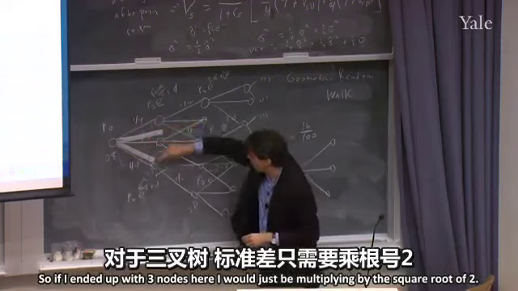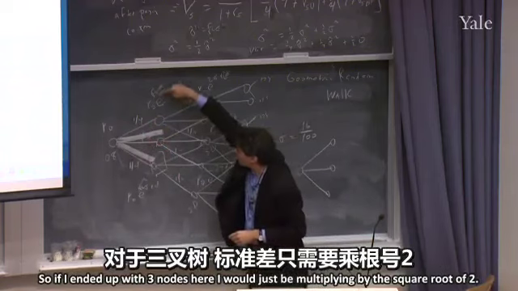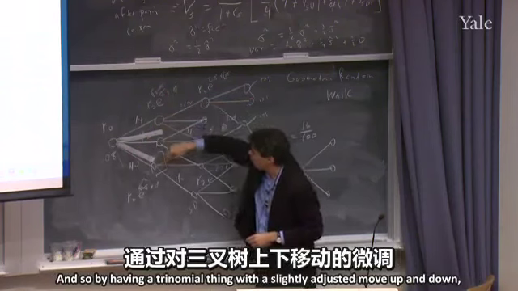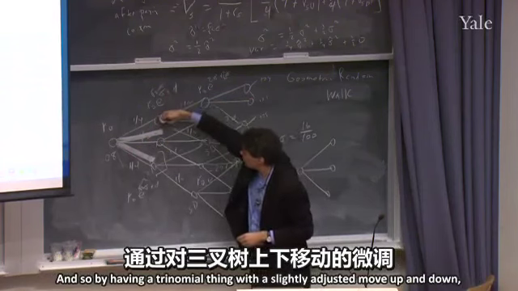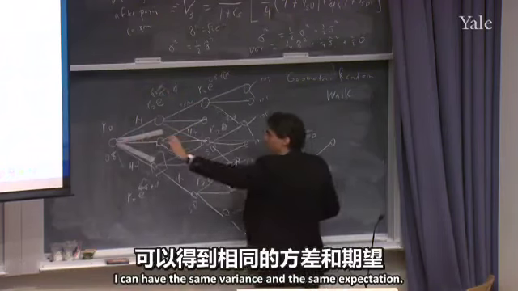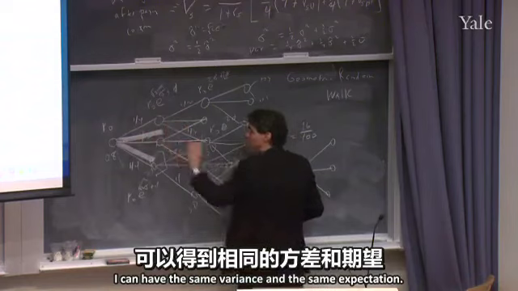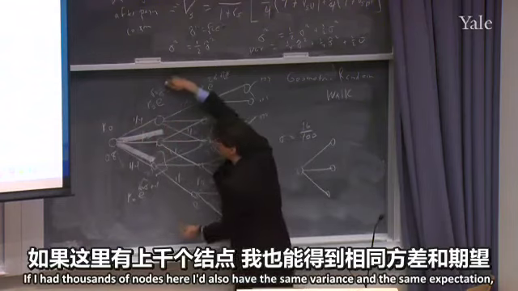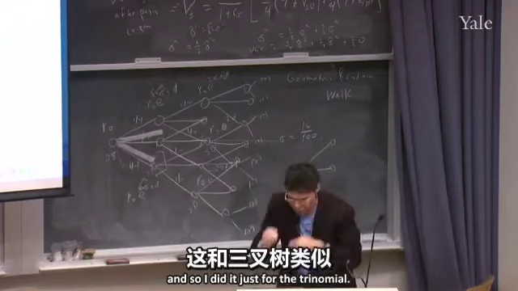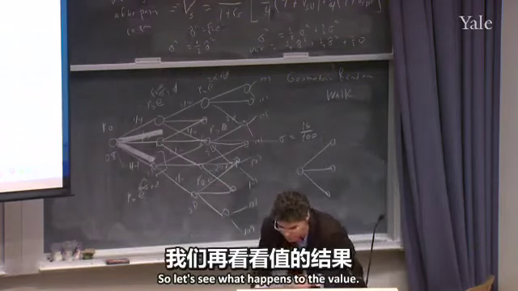So if I ended up with 3 nodes here, I would just be multiplying by the square root of 2. By having a trinomial with a slightly adjusted move up and down, slightly spreading it and putting some probability in the middle, I can have the same variance and the same expectation. If I had thousands of nodes here, I'd also have the same variance and the same expectation. And so I did it just for the trinomial. So let's see what happens to the value.